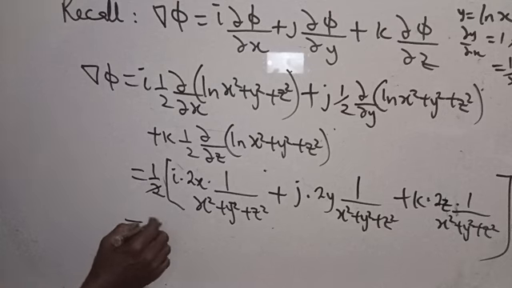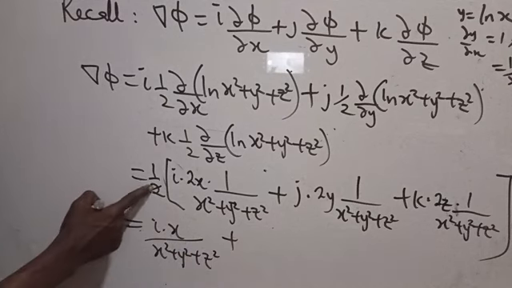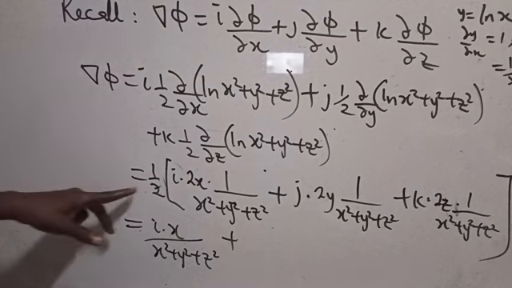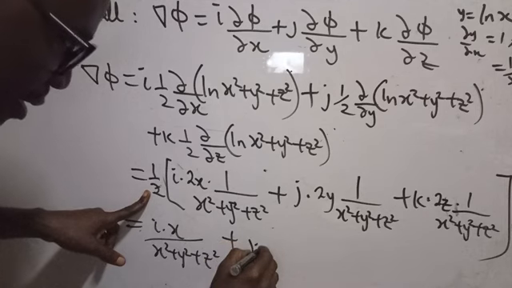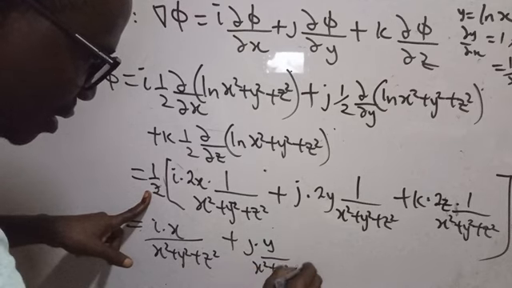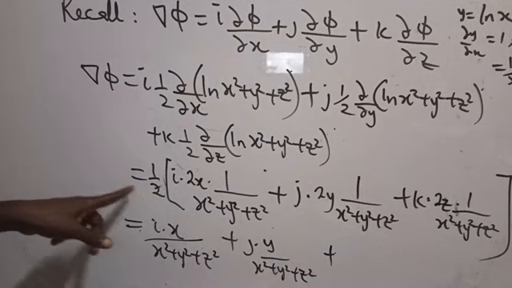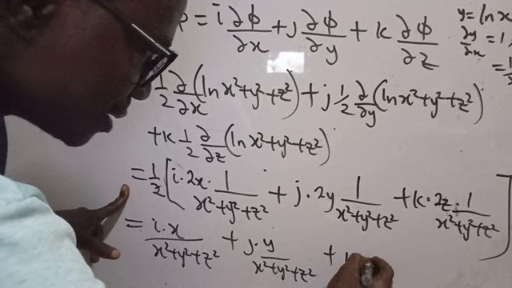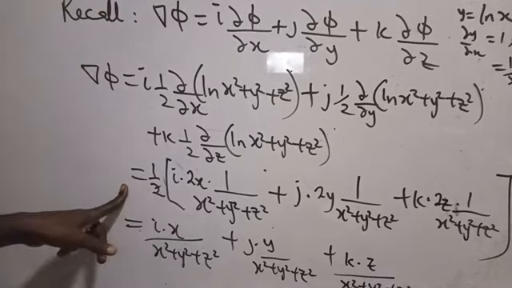Half times 2x here, that will be what? i x all over x squared plus y squared plus z squared. Beautiful. Plus, you know you are multiplying by half, so half will multiply everything. Half times 2y, that is j y all over x squared plus y squared plus z squared. Then plus, you are expanding by half, k z all over x squared plus y squared plus z squared.